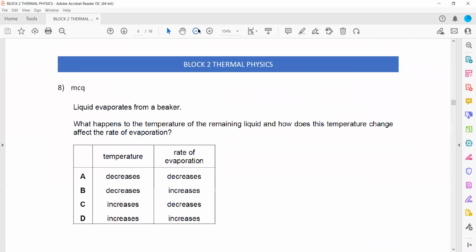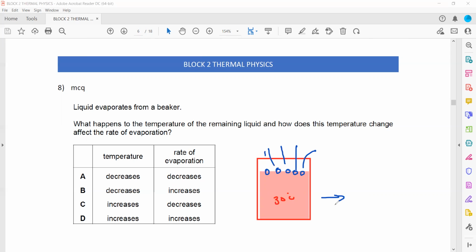In question 8, liquid evaporates from a beaker. What happens to the temperature of the remaining liquid, and how does this temperature change affect the rate of evaporation? Look, whenever evaporation occurs, the most energetic molecules at the surface will escape. They gain energy from the surroundings, from their neighbors. For example, say this liquid was at 30 degrees centigrade. The most energetic molecules at the surface gain energy from the surroundings and they escape.